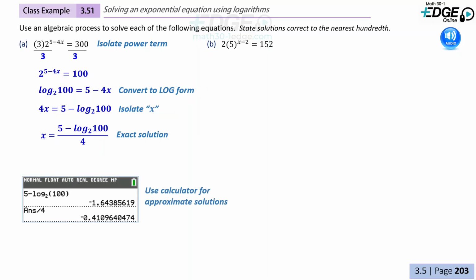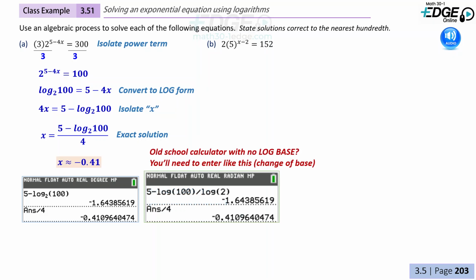And then we'll use our calculator to approximate solutions. So x is approximately equal to negative 0.41. Now, if you have an older calculator, like a TI-83 maybe, then you're going to have to put it in a little bit differently. You can't put in base 2, so you'll have to put that in as log 100 over log of 2.